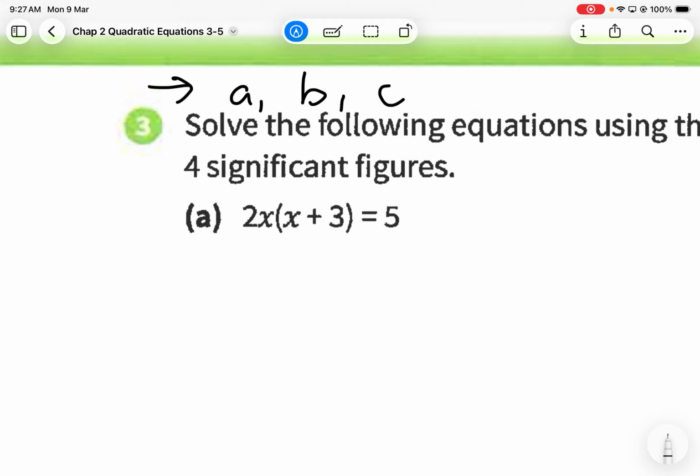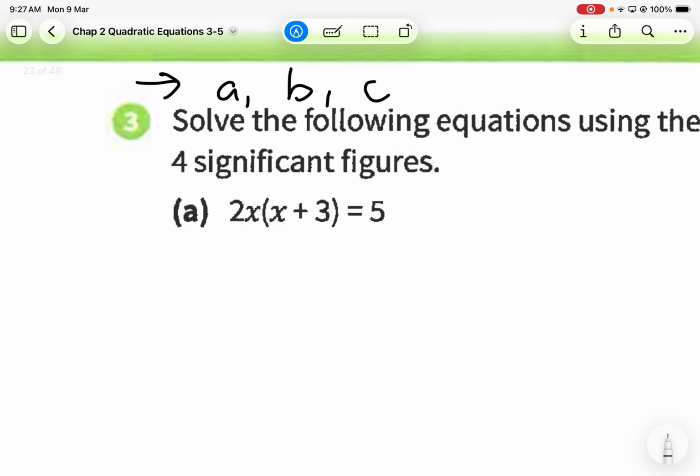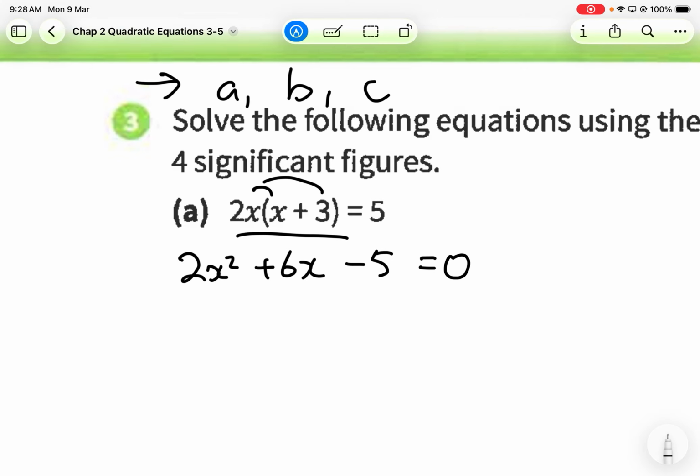Okay, so we know that we have to rearrange it until I have all the x squared, followed by x, followed by number, followed by equals to 0. Meaning I don't want any brackets. Right now I have 2x multiplying a bracket, so expand this out. Then I will have 2x squared plus 6x. And my right hand side, I want it to be equals to 0. So I don't want the 5 to be there. So I must bring the 5 to the left hand side.